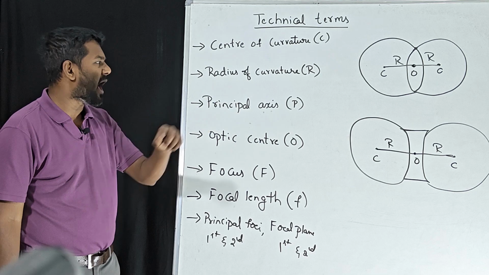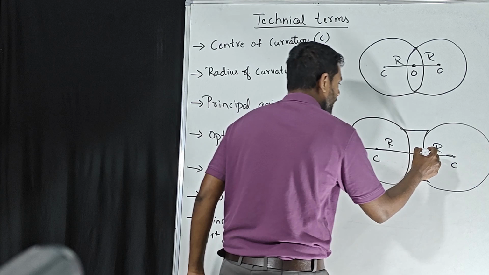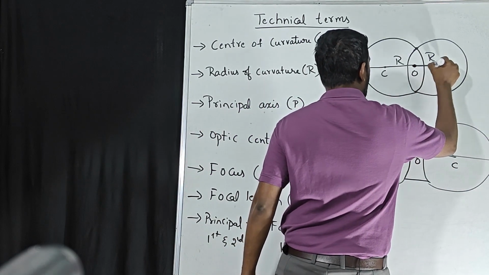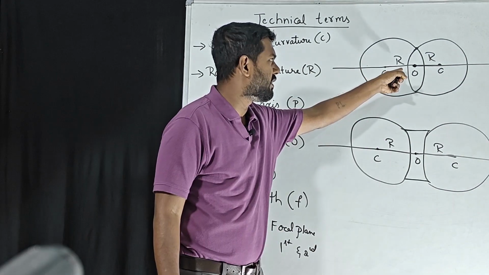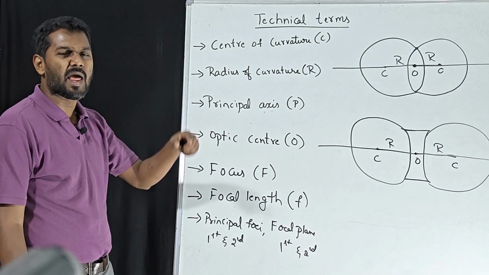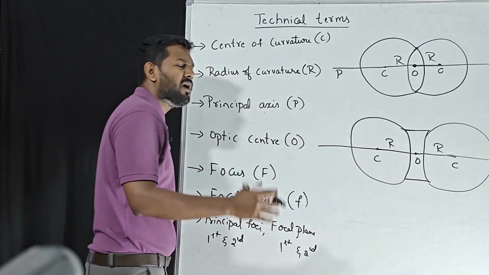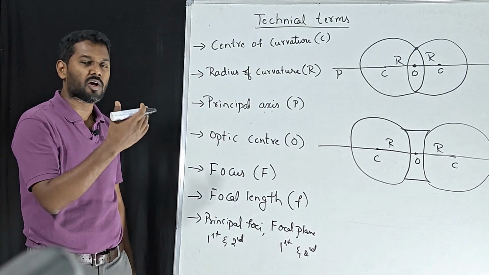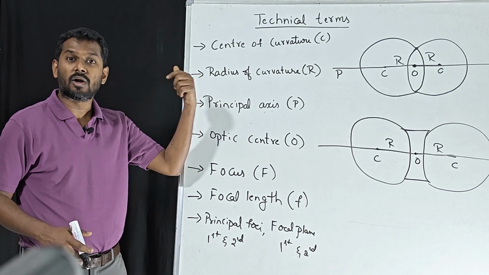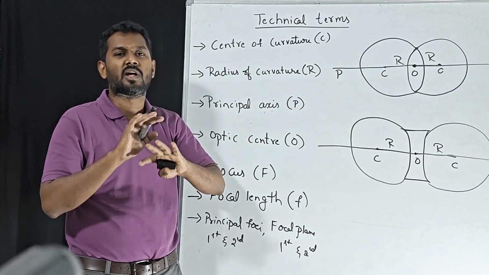Then principal axis, very simple. If you extend a line in both the cases, an imaginary line passing through the center of curvature and the optic center is called the principal axis. Again I am telling you, definitions based on these things are not that important, but we need to know the terms because we are going to draw the ray diagrams in the next chapter, that is part B. So all these symbols, if you can understand them using the diagram, that is also enough.